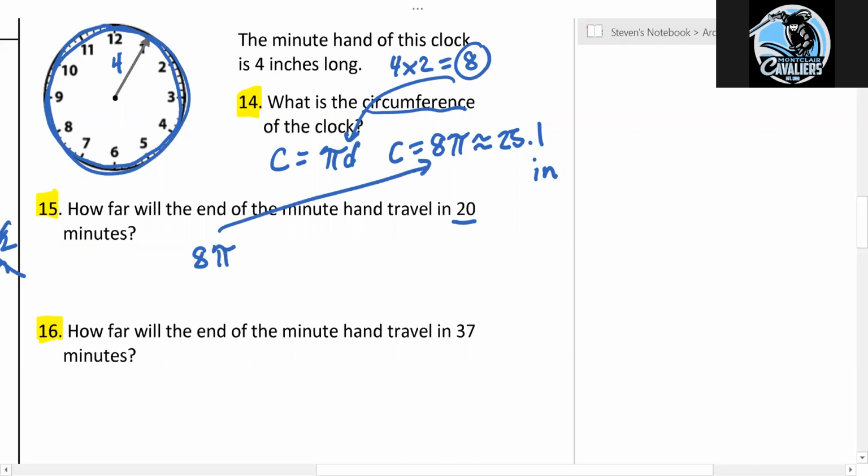But we only want to know what it travels in 20 minutes, so I multiply by 20 out of 60. Why 20 out of 60? Because I know 60 minutes is a full circle, the full circumference. So I take 8 pi and multiply it by 20 over 60, which reduces to 1/3. 20, 40, 60, that's 1/3. So if I take 8 pi, multiply by 20, and divide by 60, I get approximately 8.4 inches.